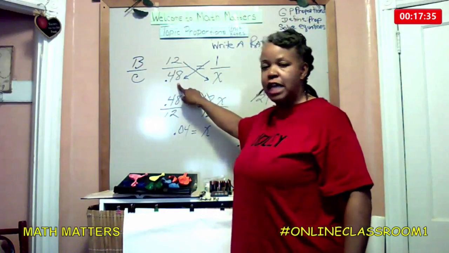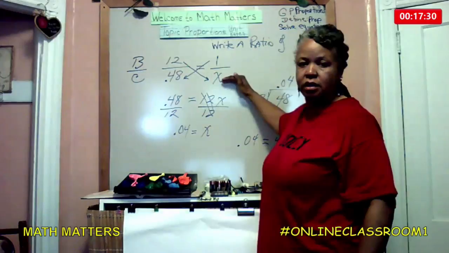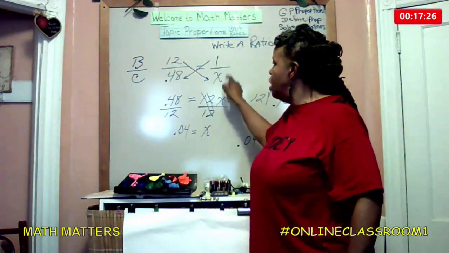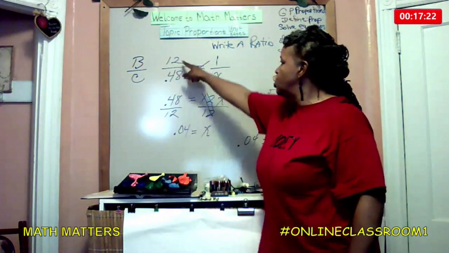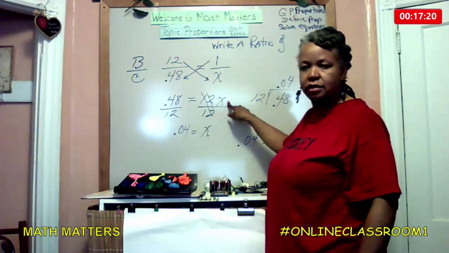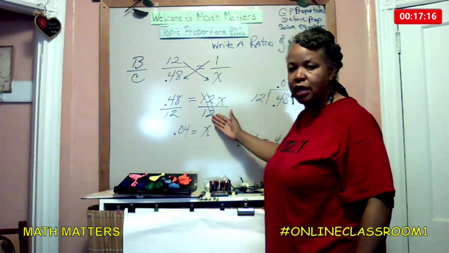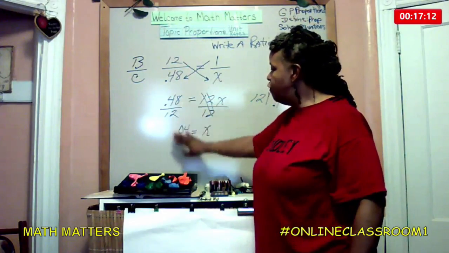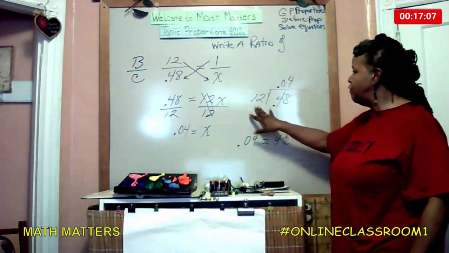12 balloons cost 48 cents. 1 balloon costs what? That's the unknown. We cross multiply to find out. We come down with 48 cents times 1 is 48 cents. 12 times x is 12x. Divide out the 12 on both sides of your equal sign. 48 cents divided by 12. We did that off to the side. 48 cents divided by 12.